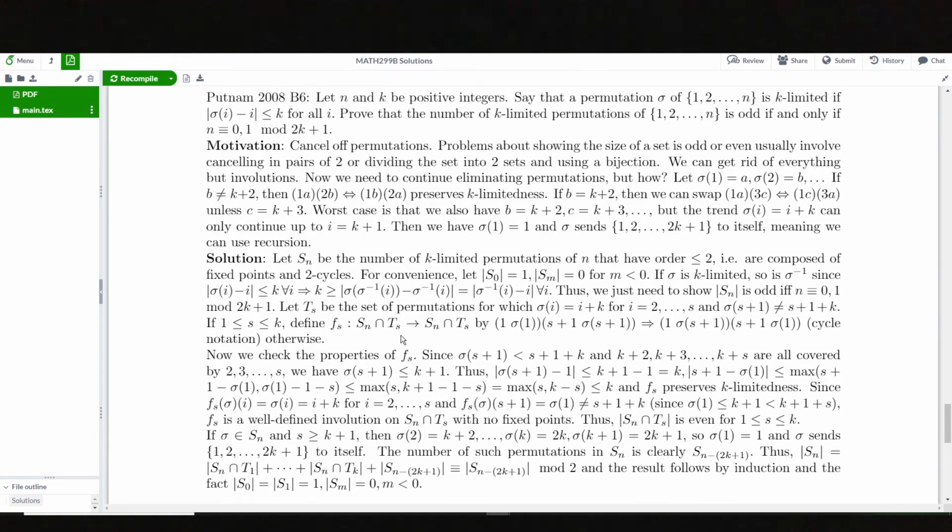Now we have to check that elements of S_n intersect T_s actually get sent back to the same set. We have to check this is an involution, and we have to check that there are no fixed points. And that will prove that the size of S_n intersect T_s is even. So first, clearly no fixed points, because we have a different permutation here. Sigma of 1 is not equal to sigma of s plus 1.